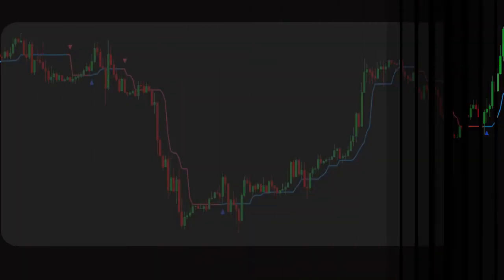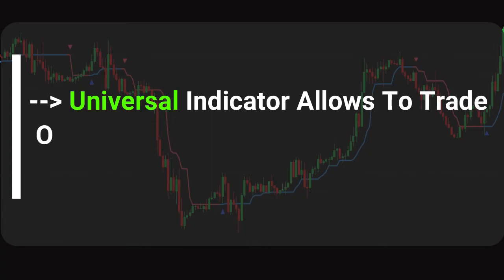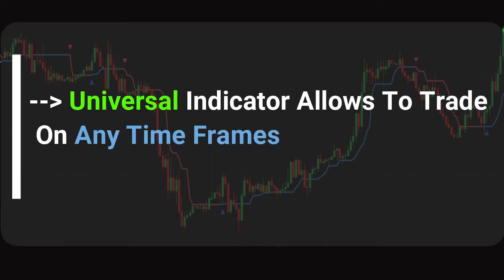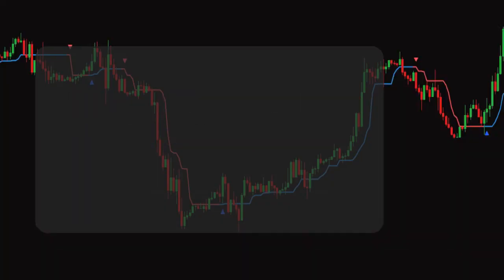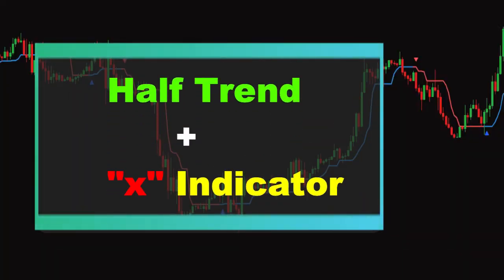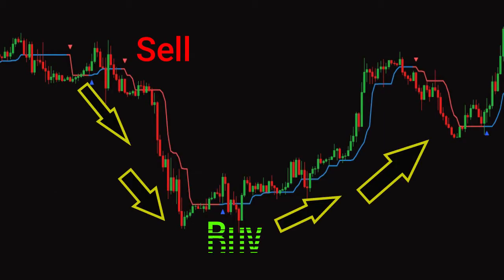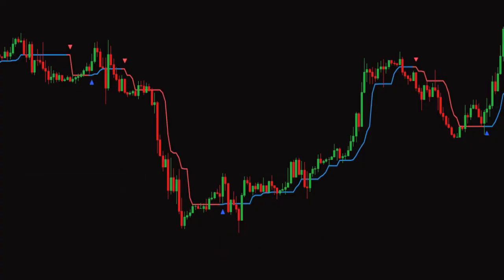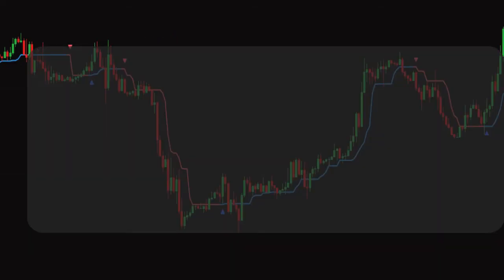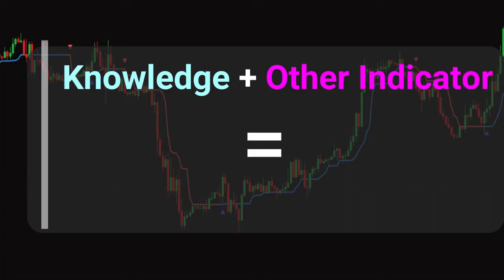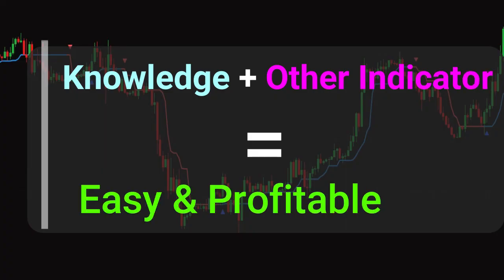The indicator is universal, which allows you to trade on any time frame with any currency pairs. The indicator is rarely used on its own, and for better results, it is recommended to use additional indicators. The half-trend indicator is very effective in making trades. It very quickly determines a change in the direction of the trend, thereby helping to enter or exit trades. Proper knowledge of the indicator, and the use of additional indicators along with it, will allow you to make a trade quickly, easily and profitably.